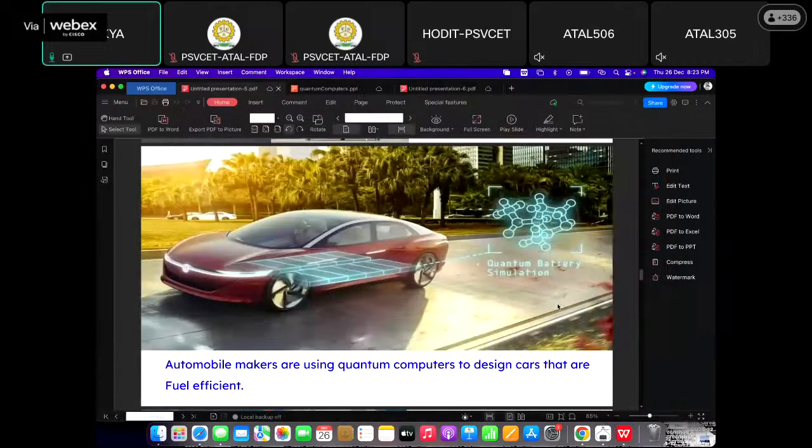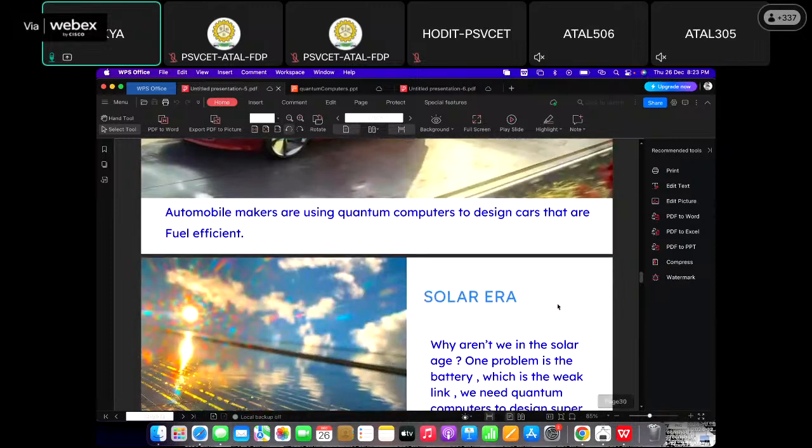Most of the automobile companies are using quantum computers. Automobile makers are using quantum computers to design cars that are fuel efficient. So Mercedes also is using quantum computers to design cars.